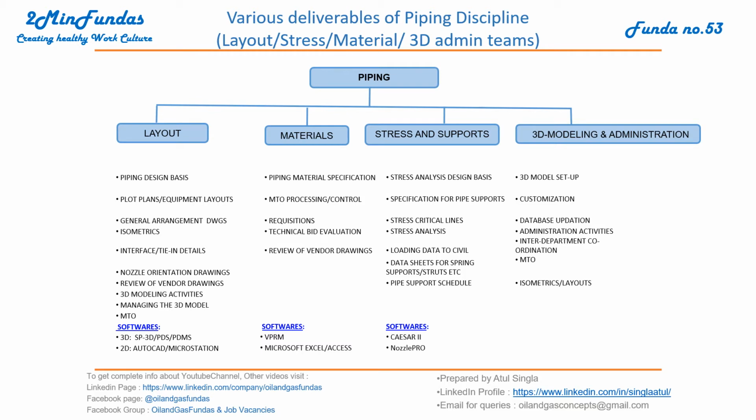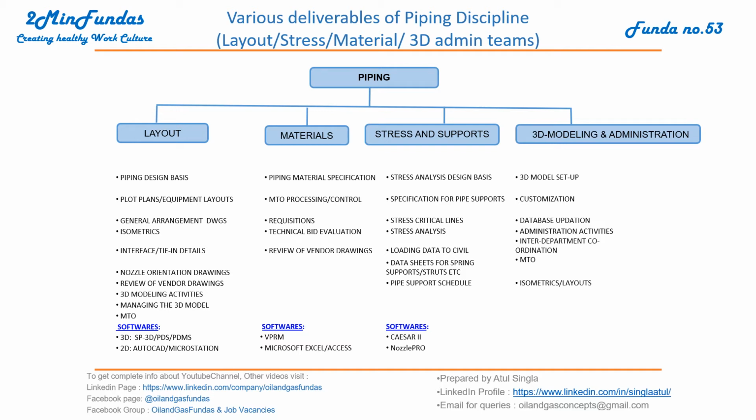Similarly, the material team has to prepare the piping material specification, PMS, MTO processing, control. The material team always looks into the controlling of MTO: what things we have to procure, whatever things we have already procured, what is the delta. Every time they keep looking into these things. Requisition, technical bid evaluation, they interact with all the vendors. They request them to supply these things, then they evaluate whether they are supplying the right thing or not. Review of vendor drawings: whenever a vendor submits some documents, they have to review and respond. So these are the major activities which the material team has to take care of.